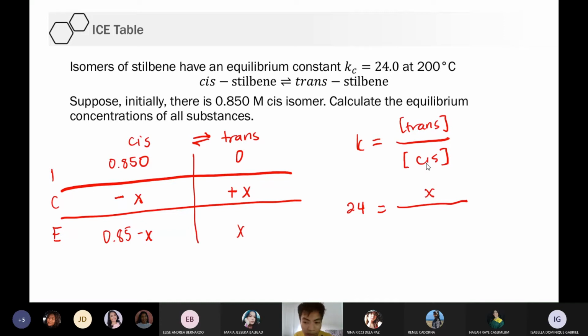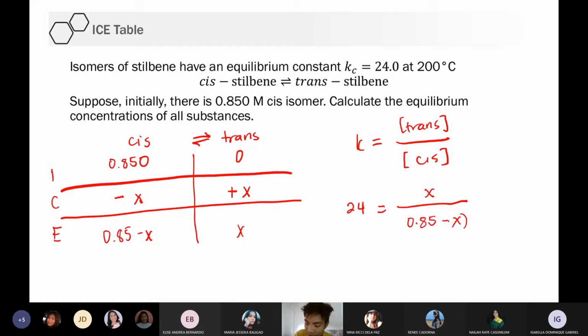How about the equilibrium concentration of cis? That is 0.85 minus x. So, I'm going to write it down here. Hulaan yung sunod na mangyayari. We solve for the value of x. Paano yan? Cross multiplication, then divide. Okay? So, hopefully may space pa ako to do that.